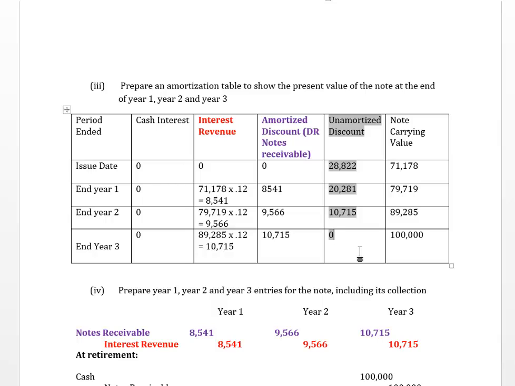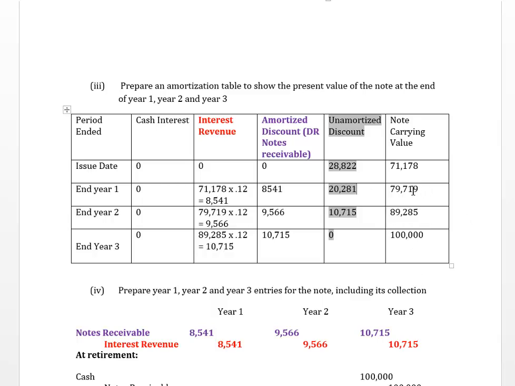So now, the objective in the table here is to show how much interest revenue we'll book and how much discount we'll amortize such that we use it to increase the note. We already know the carrying value of the note, $71,178. If we multiply it by our yield, which we calculated earlier, we get $8,541. That's the amount that we'll amortize the discount by. So we'll only have unamortized discount of $20,281. That means we take the unamortized discount we started with, $28,822, less how much of that we amortized, which is $8,541 when we debited the note, and that will be left.